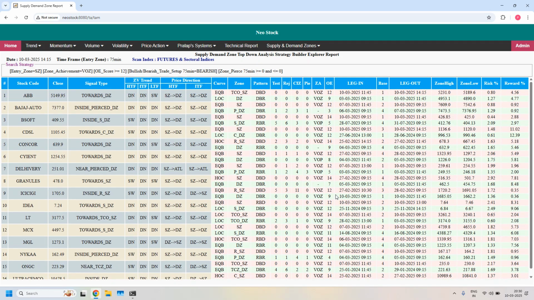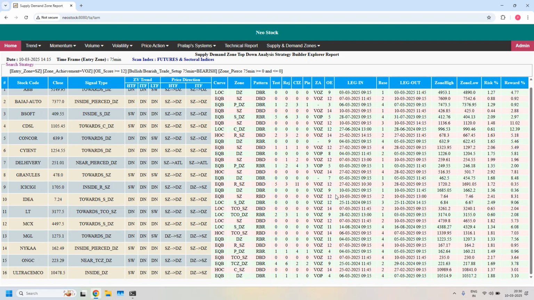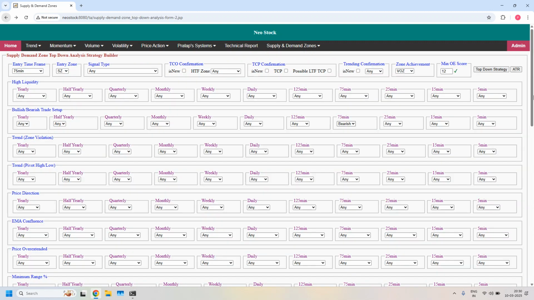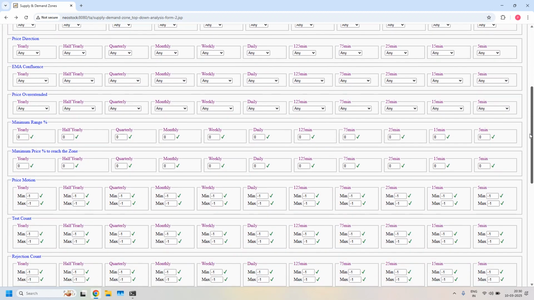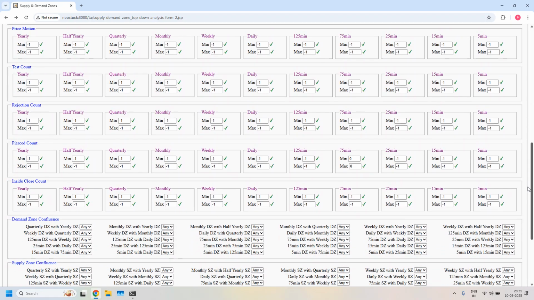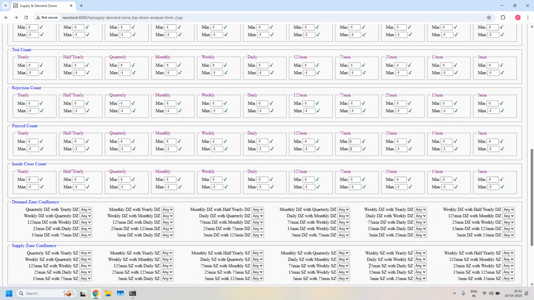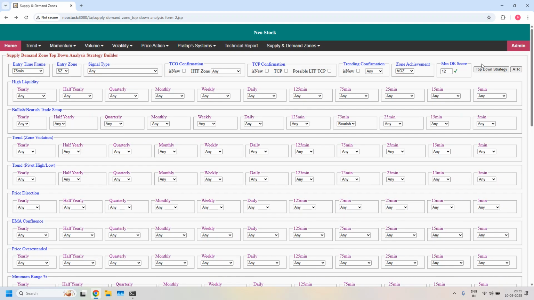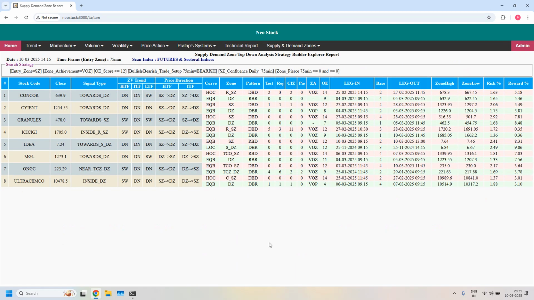Out of the 16, how many are having ITF zone confluence? Let's verify. That is 75-minute supply zone with daily supply zone confluence. With this filter, out of 16 stocks, we got 8 stocks. So these 75-minute supply zones overlapped with daily supply zone. Daily trend is down in all the stocks.